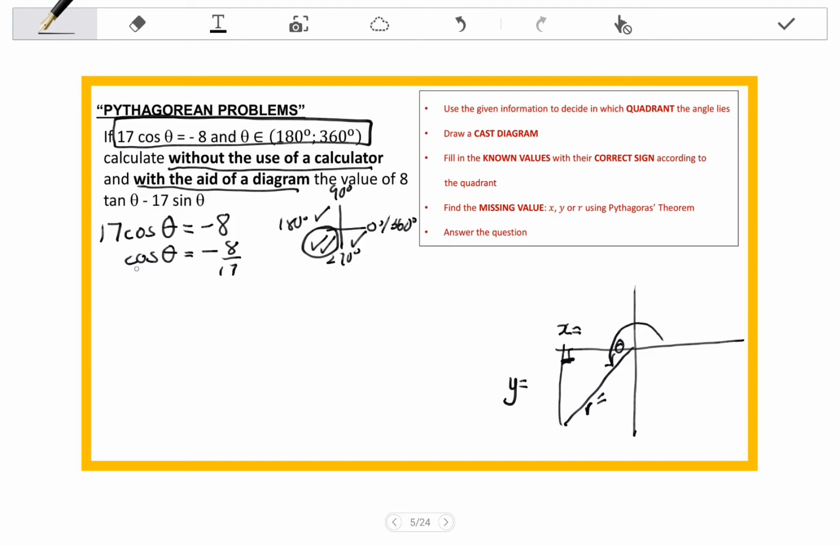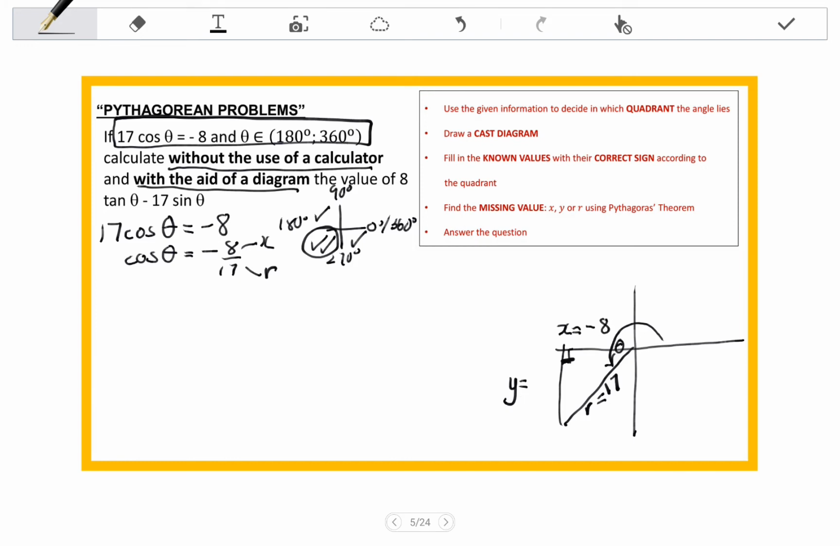Now from my cos theta equals -8 over 17 equation here, I know that cos in terms of the Cartesian plane x, y, and r values is x over r. Now r is always positive. So I know that r is 17. That means that this negative must apply to my x. And I have that x is -8.